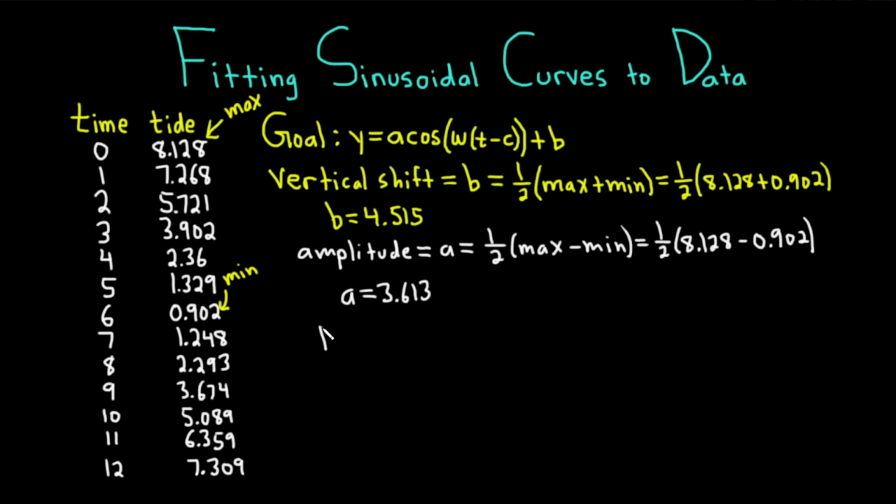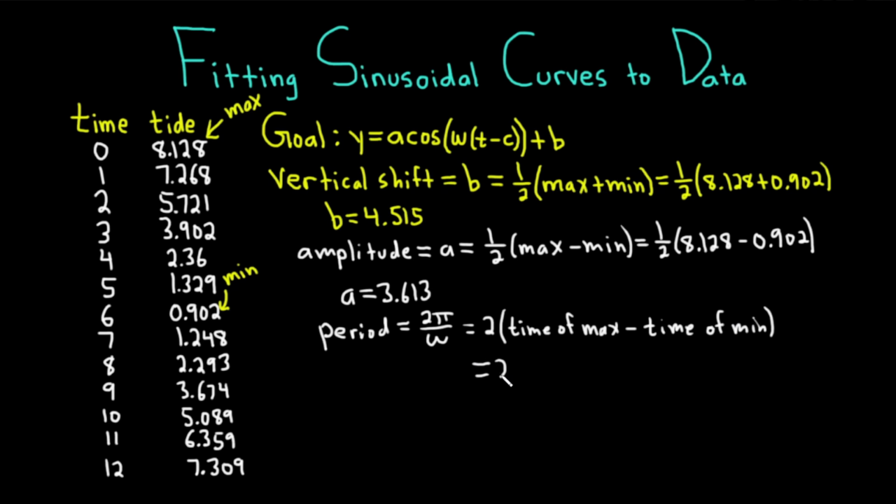We need the period, this one's a little bit more difficult. So the period is equal to 2 pi over omega. So really we need omega because omega is what we're going to plug into the formula. So this is actually equal to 2, and then it's going to be the time of the max minus the time of the min. Okay, so you subtract them.